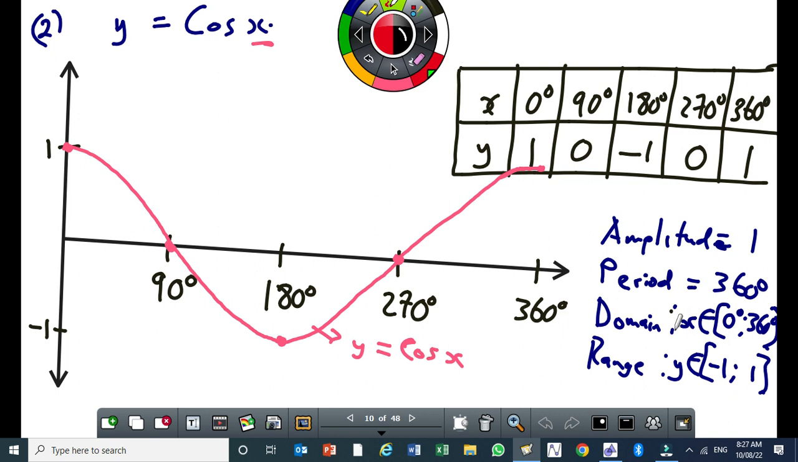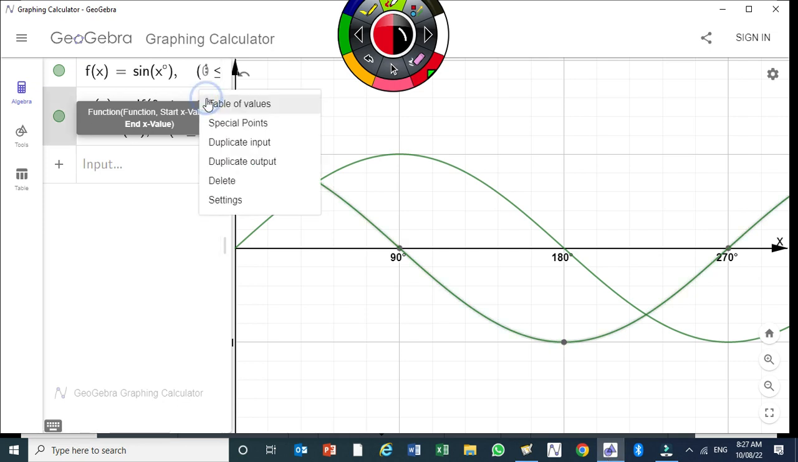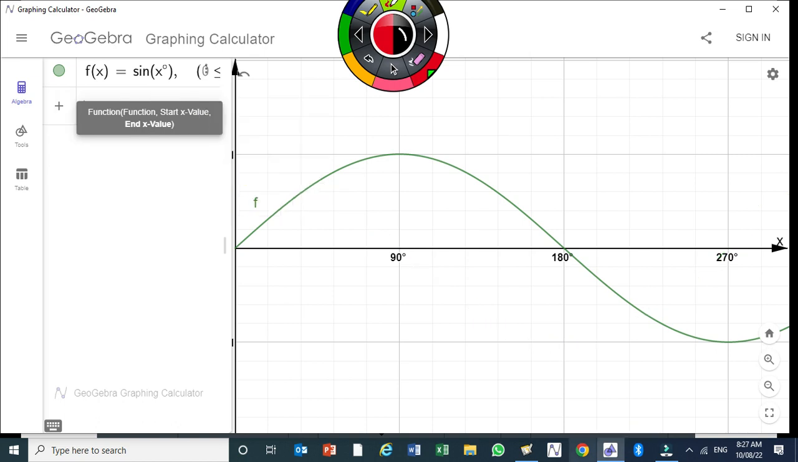Which is y equal to cos x. So, you remember that last week I sketched this function, which is the basic.